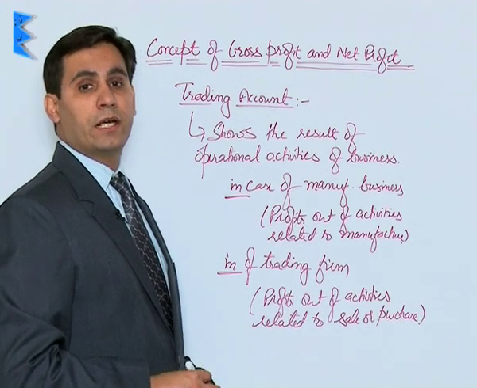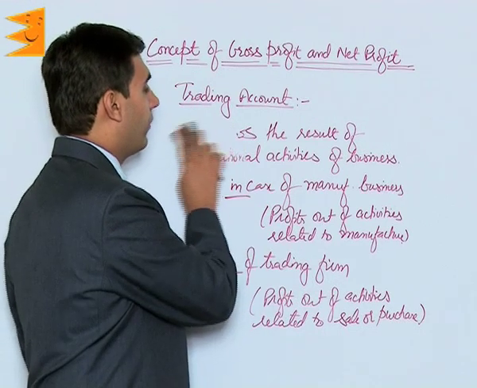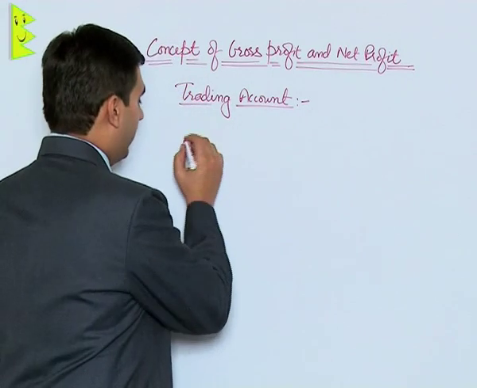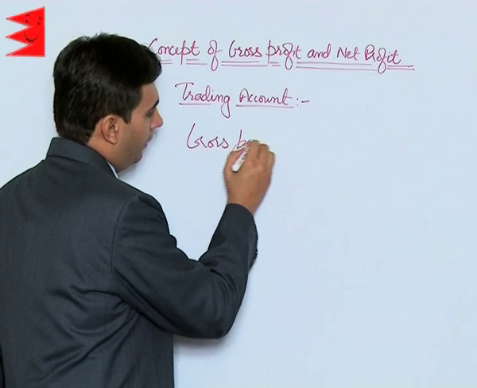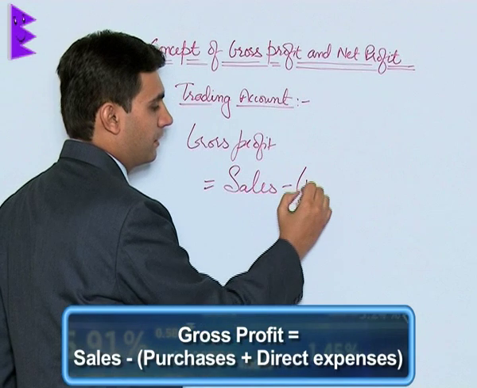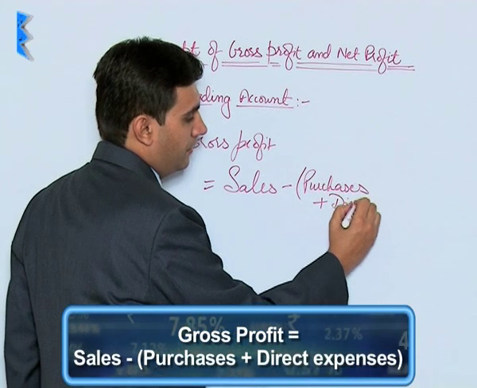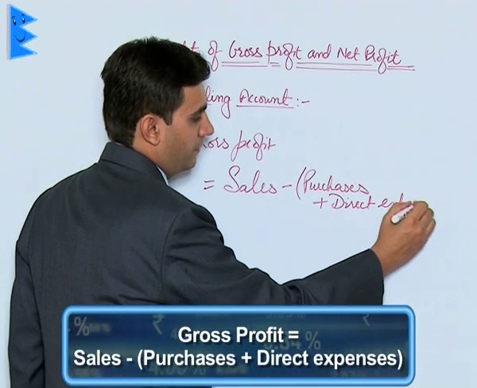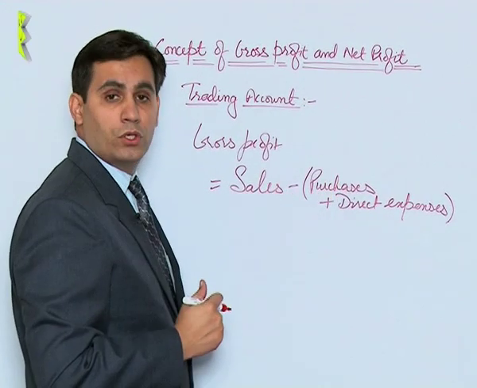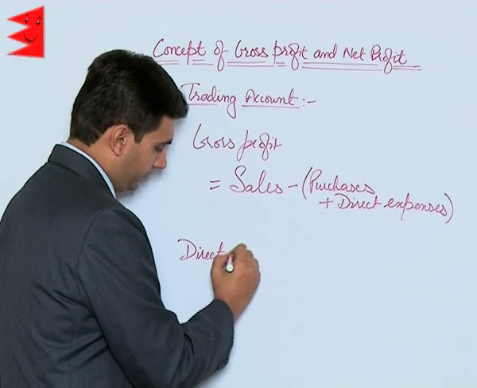So students, in trading accounts, it is only the direct expenses that are shown. So we can derive a formula for gross profit as it is a difference between sales minus purchases plus direct expenses. Now here purchases means purchase of goods. And what about direct expenses? What are direct expenses?